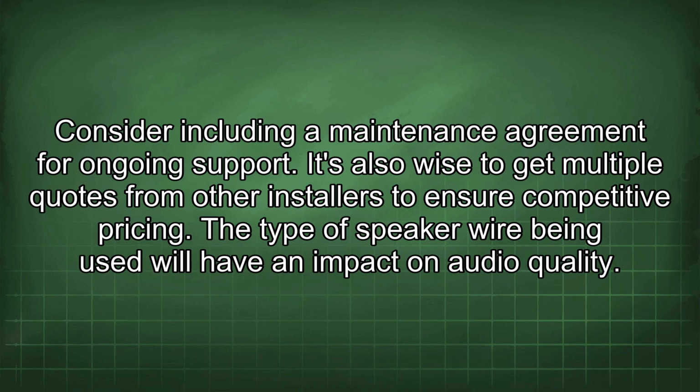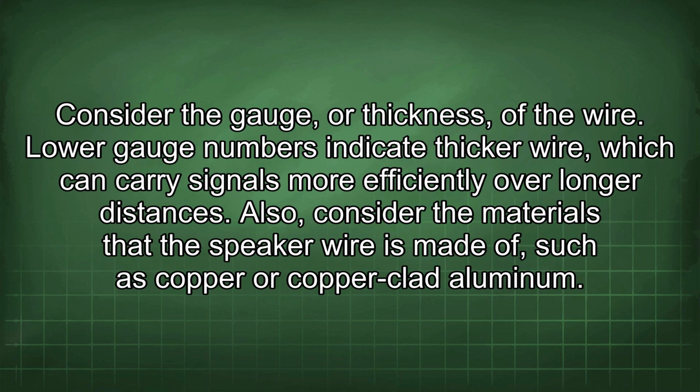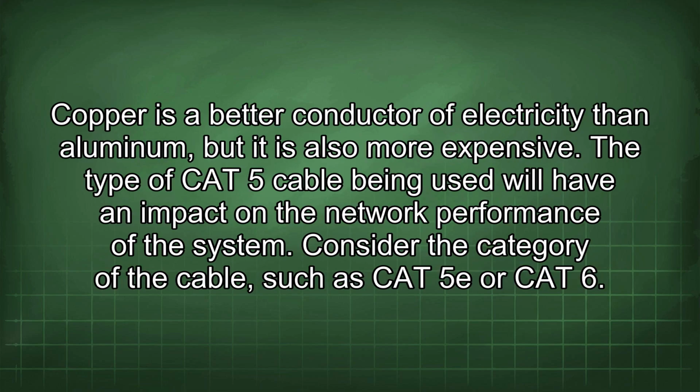The type of speaker wire being used will have an impact on audio quality. Consider the gauge or thickness of the wire. Low gauge numbers indicate thicker wire, which can carry signals more efficiently over longer distances. Also, consider the materials that the speaker wire is made of, such as copper or copper-clad aluminum. Copper is a better conductor of electricity than aluminum, but it is also more expensive.